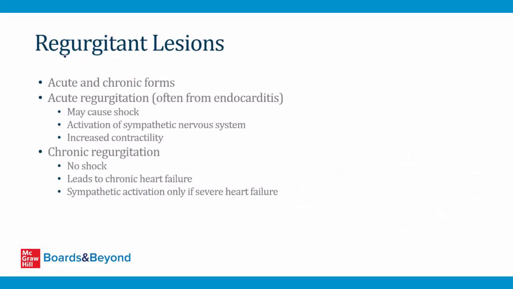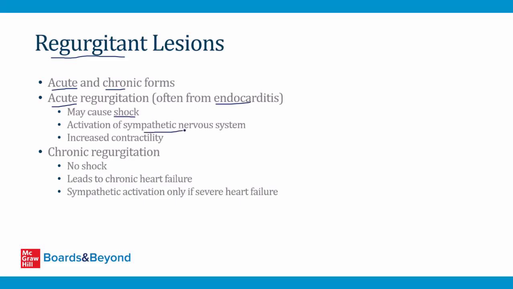Okay, now we're going to switch gears and talk about regurgitant valve lesions. But before I get into specific valve problems, I want to let you know that in regurgitant valve disease, there are acute and chronic forms. The acute forms, which are less common, usually happen from endocarditis. So when bacteria start to grow in heart valves, valves can suddenly develop severe leakage, and this can potentially cause low cardiac output and shock.